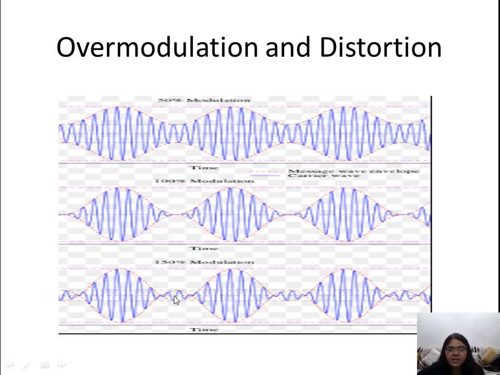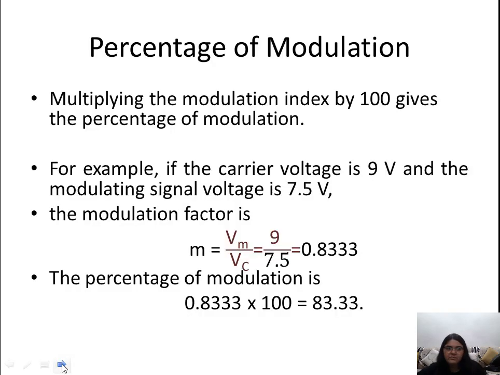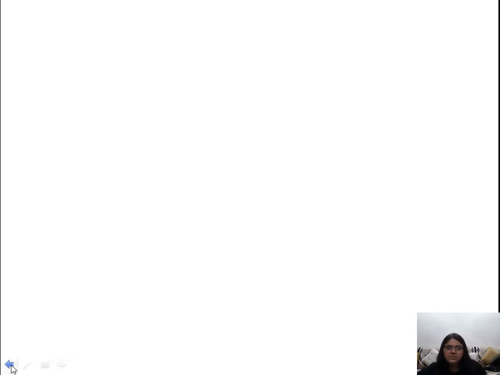Now the last point is the percentage modulation. Whenever we multiply the modulation index by 100, it gives the percentage of modulation. So if the carrier voltage is 9 volt and the modulating signal voltage is 7.5, then the modulation factor small m is equal to Vm upon Vc, that is 0.8333. So it is the modulation factor or modulation index.